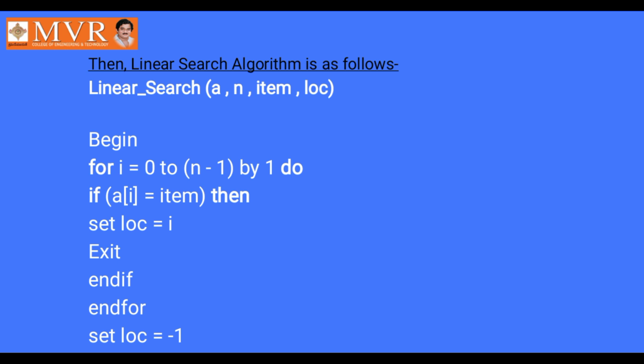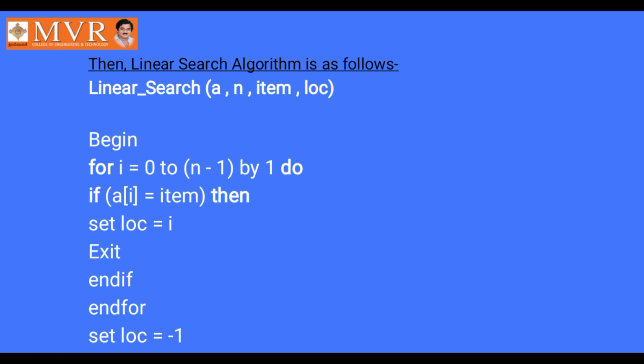So I start the searching procedure at A of 0, then go to A of 1, then A of 2, and so on. I proceed till A of n minus 1 by one increment, that is first A of 0, then again A of 1, then again A of 2. One step like that, I will go till the end of the list.